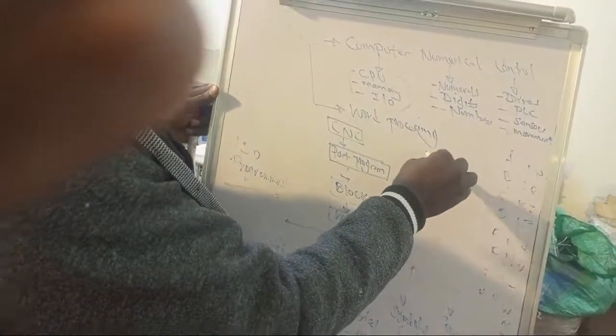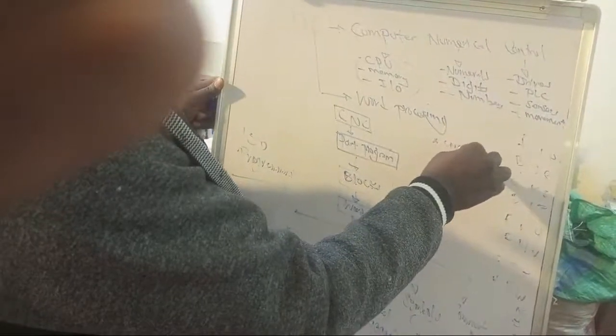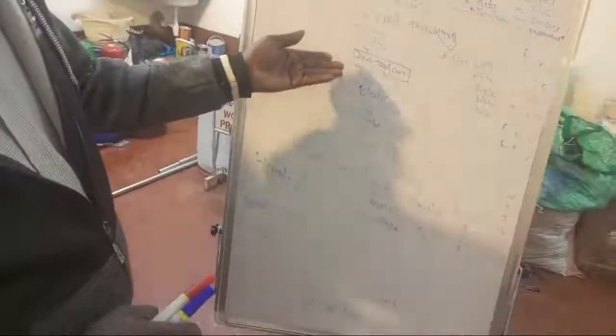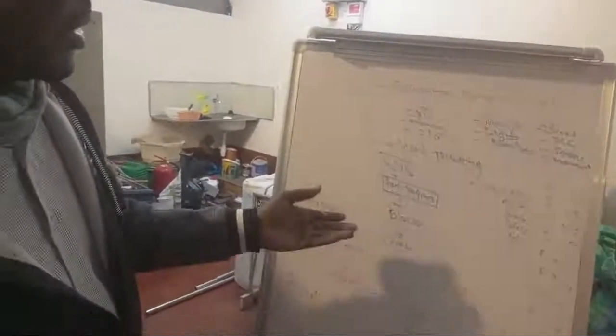There are so many CNC machines. We have the CNC lathe machines, the CNC milling machines, the CNC router, the CNC plasma, and the CNC laser. All these machines use computers and they use what we call G codes. So I'm going to show you in simple language how a CNC operates and what it contains.